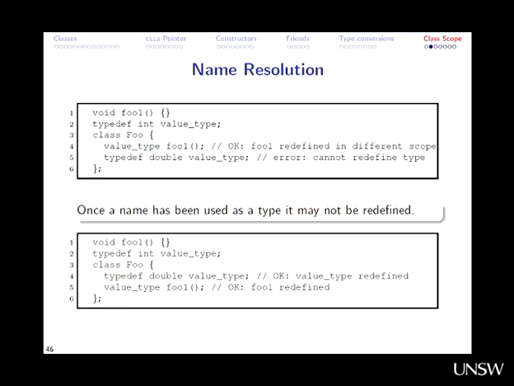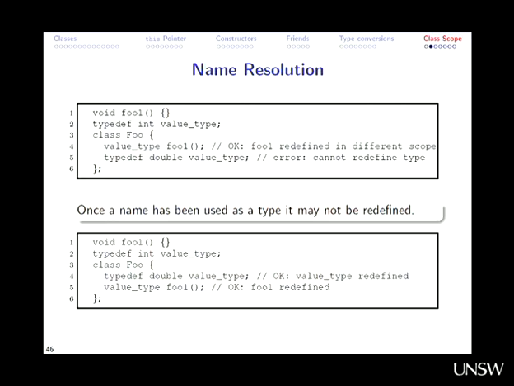Okay, let's look at this one. We have a function foo, declared to do nothing. We have a typedef of an int. So we've got an alias for an int, and we're just going to call it value type.